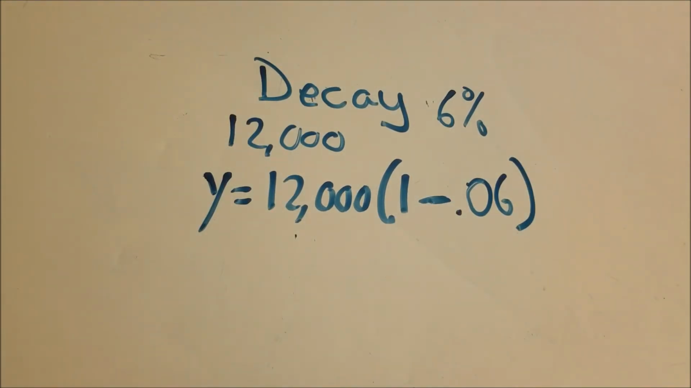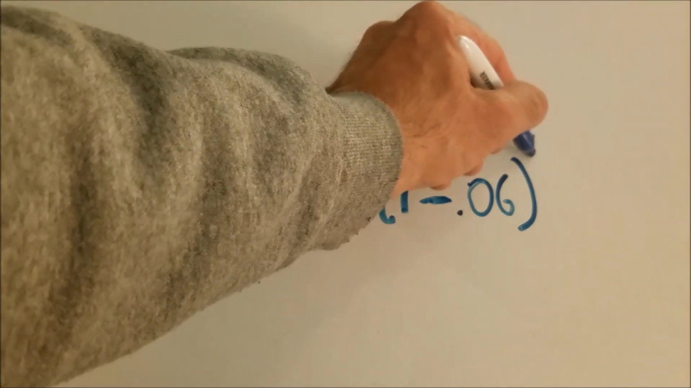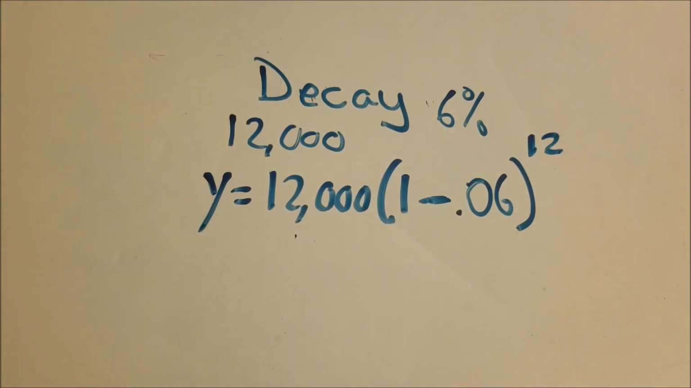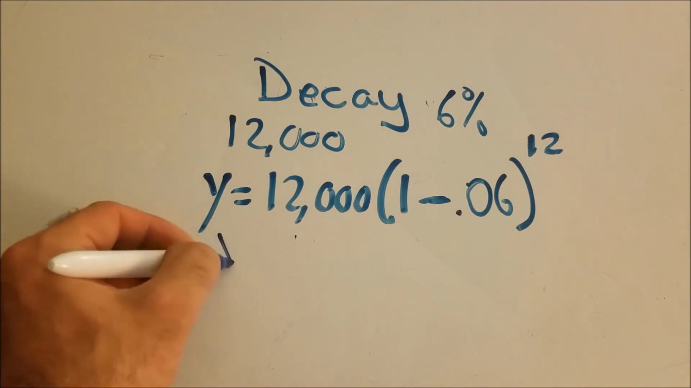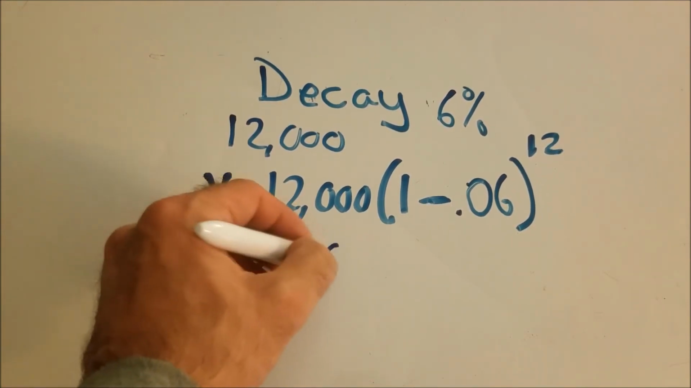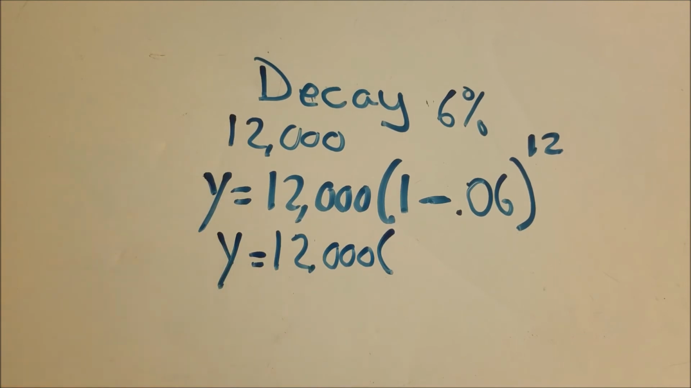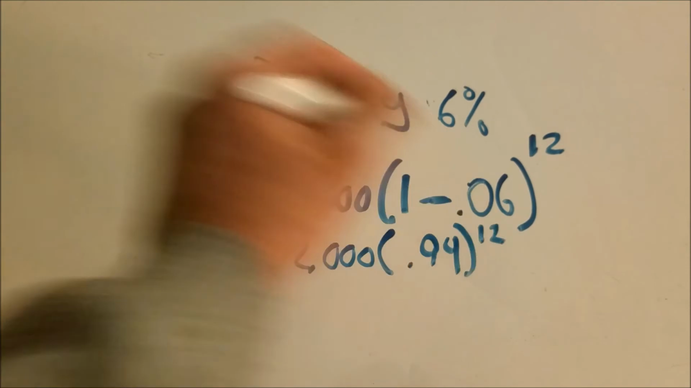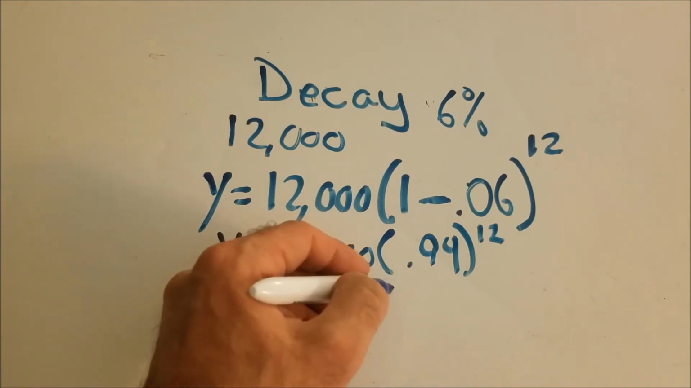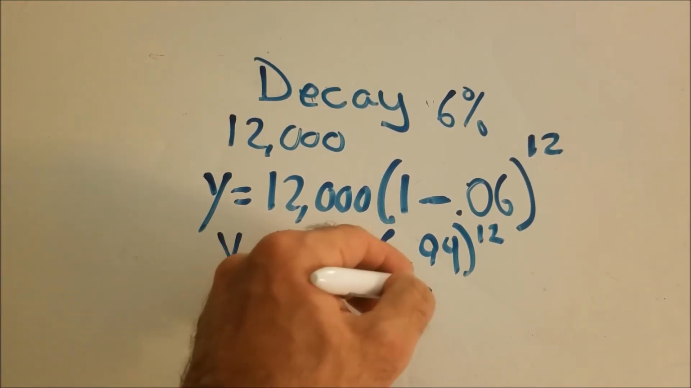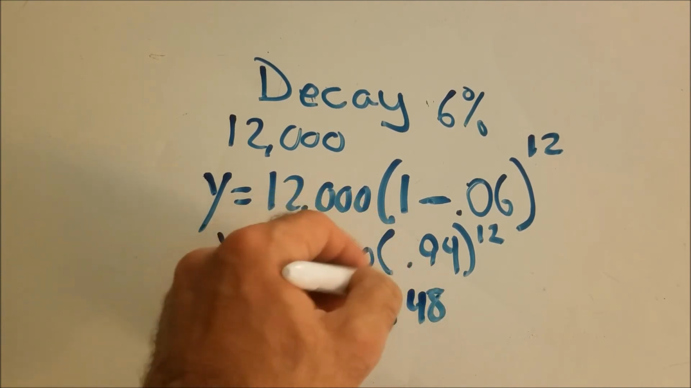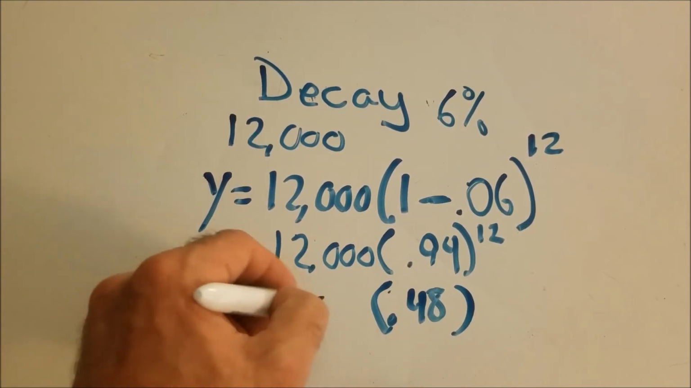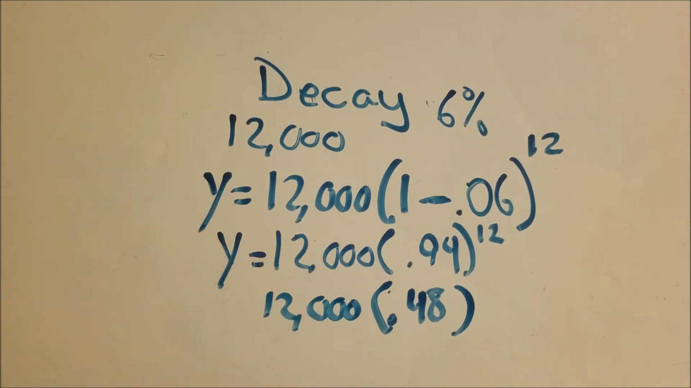So let's put a value to it. Let's put a year to this. Let's say in 12 years, how much should the car be worth? Try that. So let's put it over here. It should be 12,000, right? And this will be 0.94 to the 12th power. And that will give us about 0.47. Let's just say 0.48 times 12,000. And that'll give us the car's value.